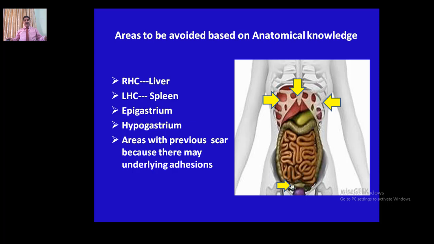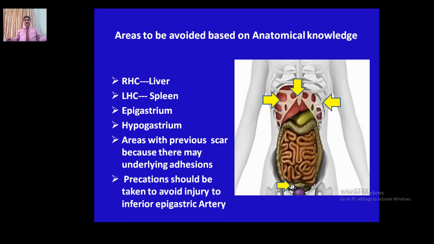When we insert the needle, there is possibility that this needle may enter the lumen of this viscus. Under normal circumstances, the tip of the needle, when it strikes the viscus being freely mobile in the abdominal cavity, does not get punctured. But in case of adhesions, when the viscus is fixed, there is possibility needle may enter inside the viscus. So areas with previous surgical scar are to be avoided during paracentesis. Precautions should be also taken to avoid injury to the inferior epigastric artery.